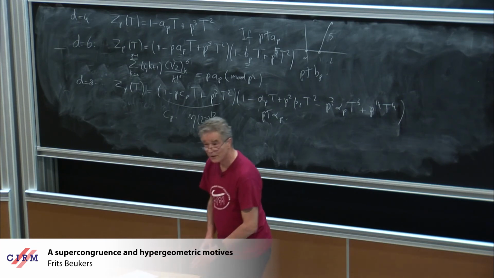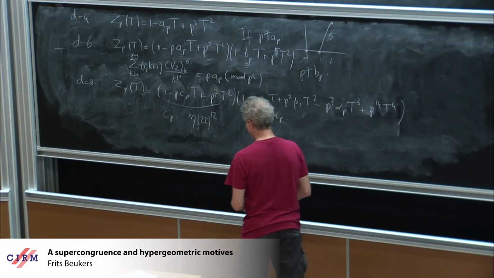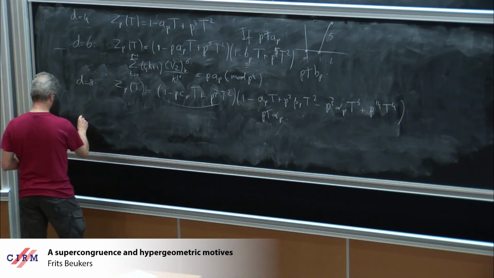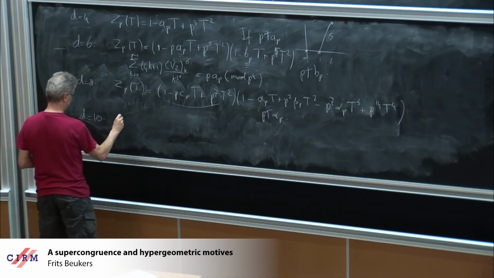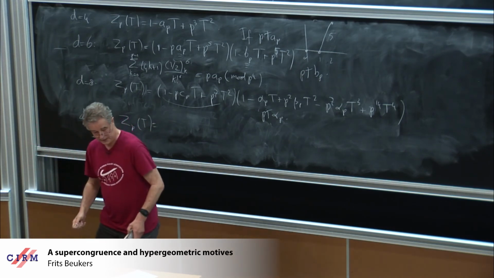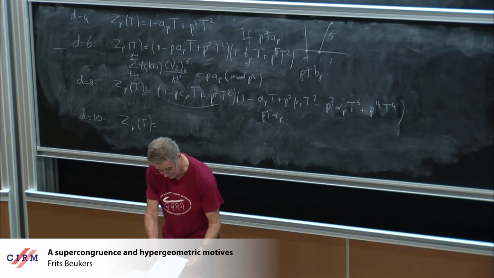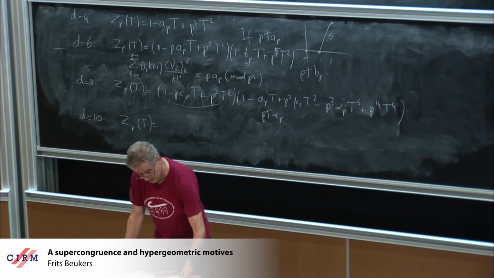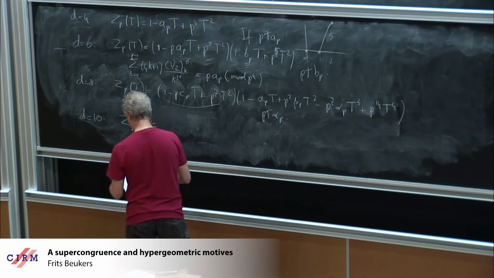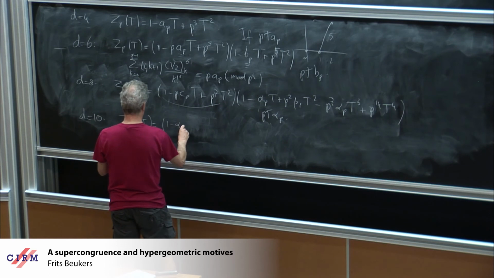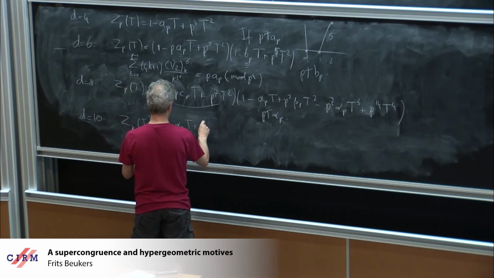Okay, so let me do the last case for you. That's the case D is 10. In case D is 10, we get another factorization. And it's already a miracle that you have this factorization at every stage, because that is not at all obvious. So I get something of this nature.